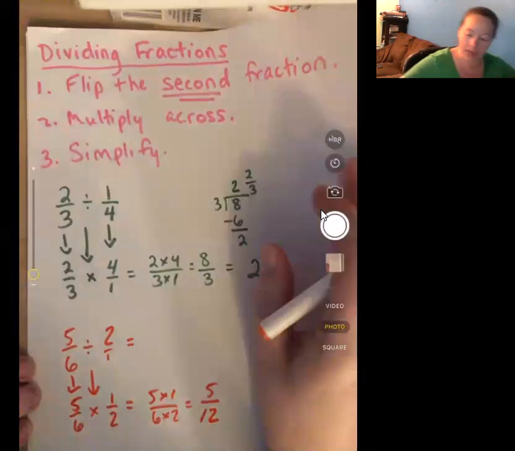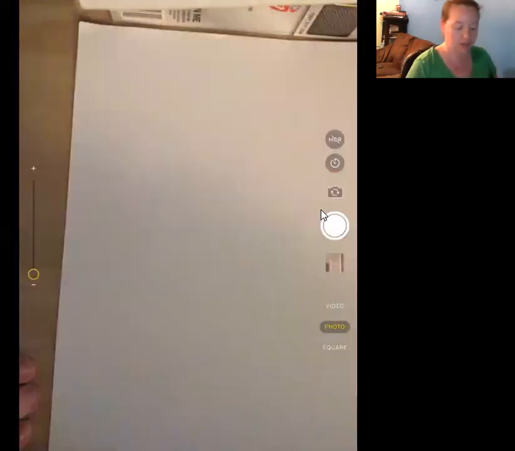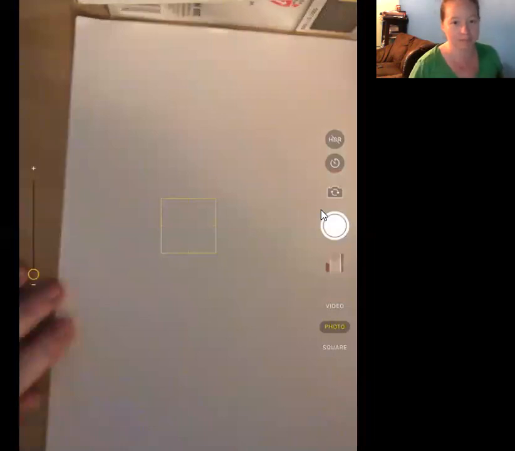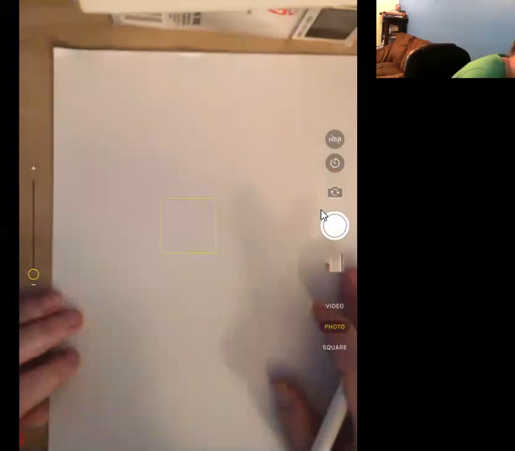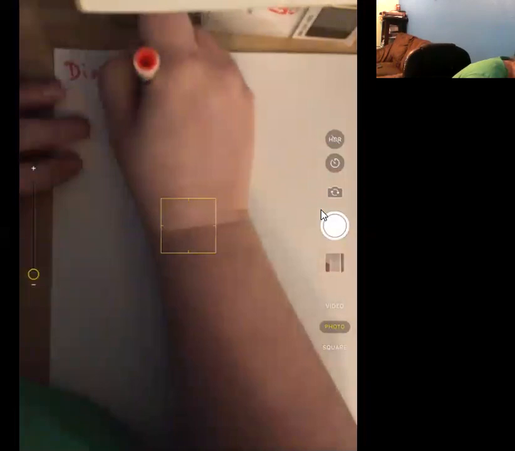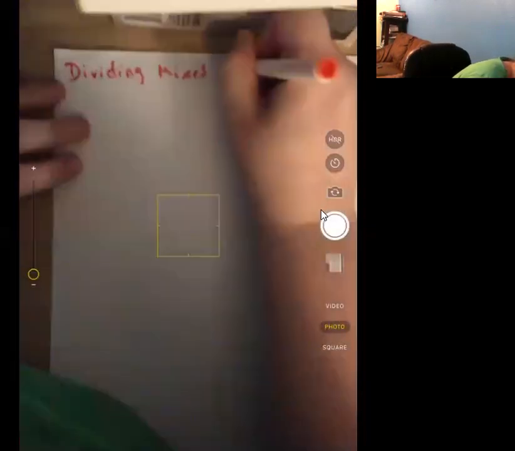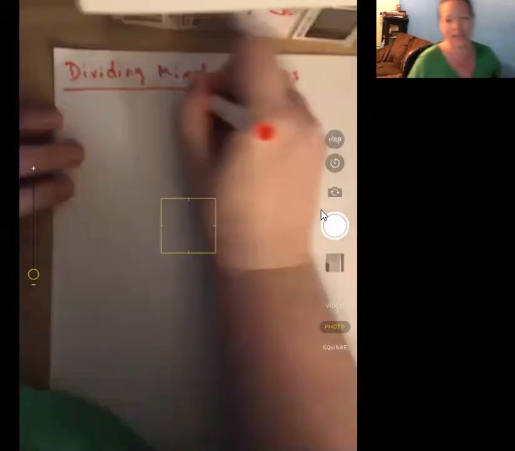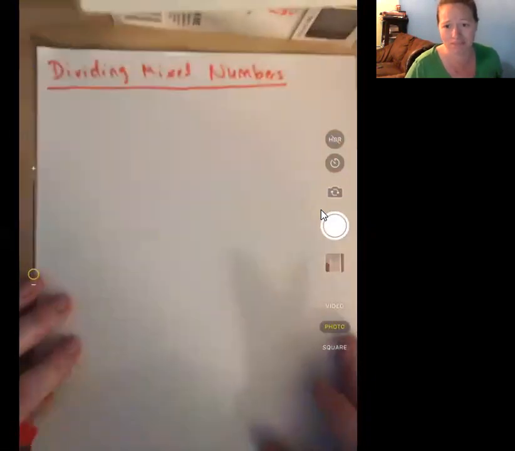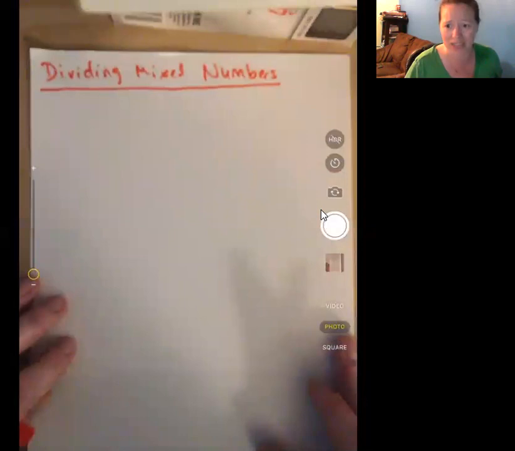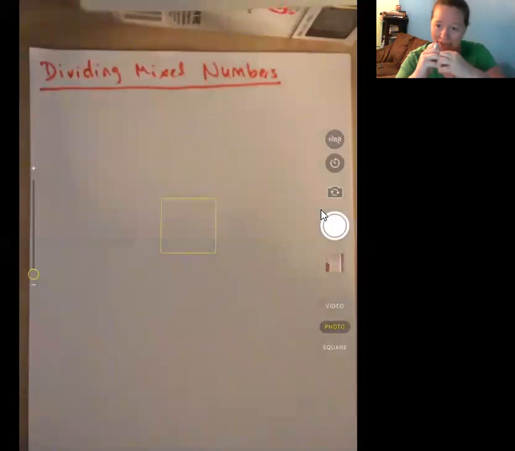Now, just like multiplying mixed numbers, dividing mixed numbers is almost the same. And yes, I keep referring back to multiplying them, because when it comes to fractions, multiplying and dividing are pretty much the same thing. They are really close to each other. You can't separate them. You have to have both.